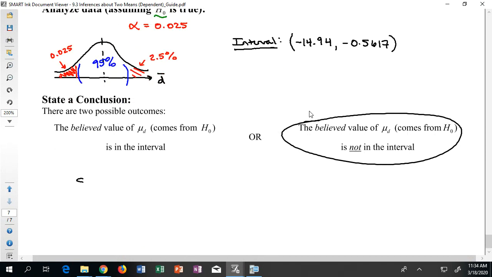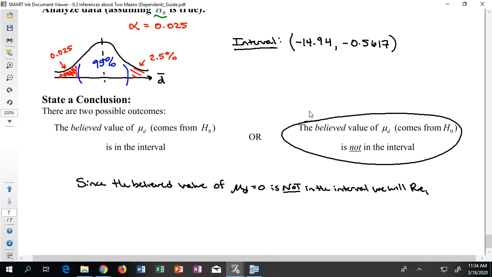So I'll write the following conclusion. Since the believed value of mu d, which is equal to 0, is not in the interval, we will reject H0. H0 doesn't seem like a fit.